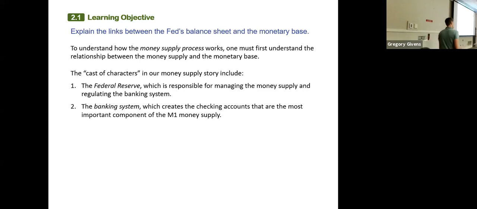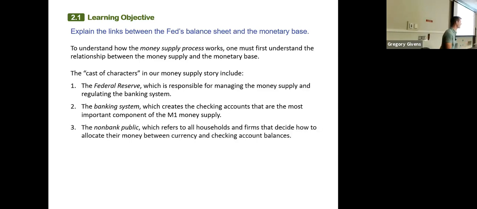The banking system is critically important. As we saw from the data on M1, bank checking accounts are the biggest component of the M1 money supply. So the way private banks behave, the decisions they make about how much to keep in reserve versus how much to loan out to investors, is going to play a key role in determining the money supply.